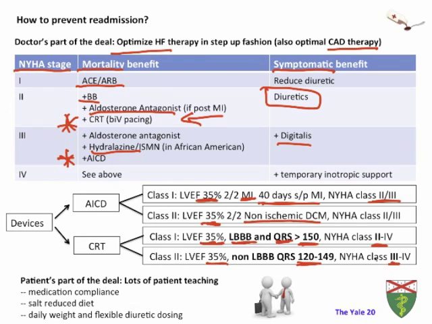Apart from the doctor's part of the deal comes the patient's part of the deal. All right? So you want to spend a lot of time at the bedside teaching your patient how important it is to be compliant with medication, how important a salt-reduced diet is, and to follow a daily weight schedule. And if your patients are smart and able to do that, you can use daily weights to come up with a flexible diuretic dosing schedule.